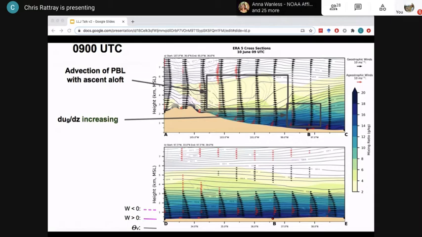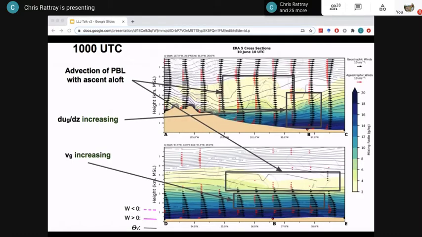It's nearing Lamont, marked by B in the panel on the top here. And now as it starts to approach Lamont, we start to see some changes happening in the southerly geostrophic winds.